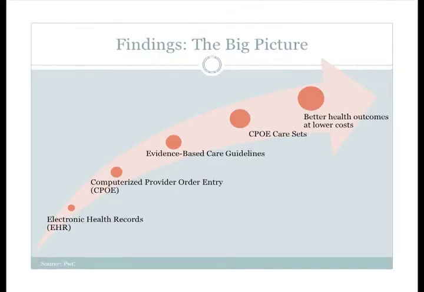And to tie it back to the big picture, I've changed the chain here slightly, but it's a similar concept. If you have electronic health records, add computerized physician order entry, evidence-based care guidelines implemented through the system, computerized care sets, what we're showing here is that this really can lead to better health outcomes at lower costs. And this is something that we've been largely taking on faith.